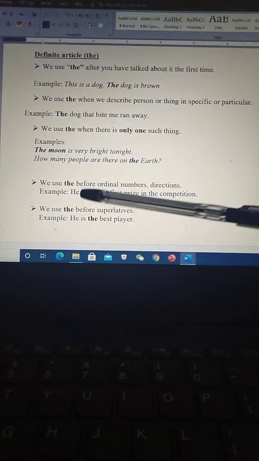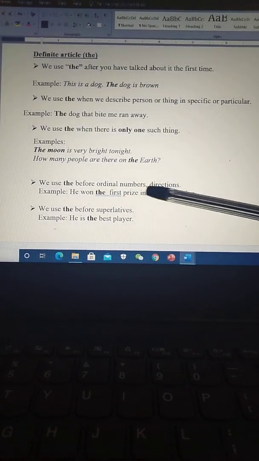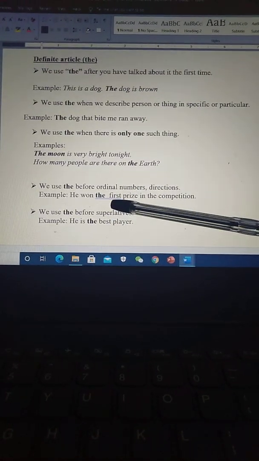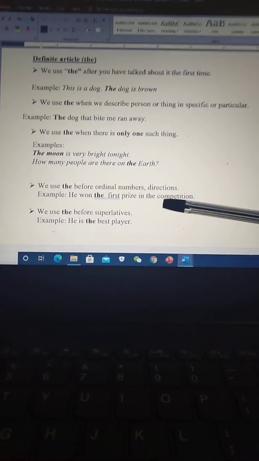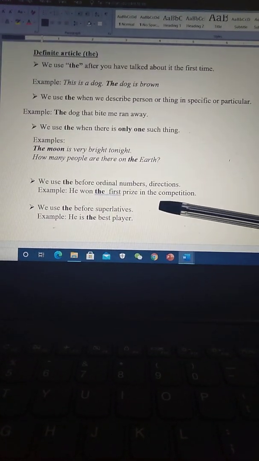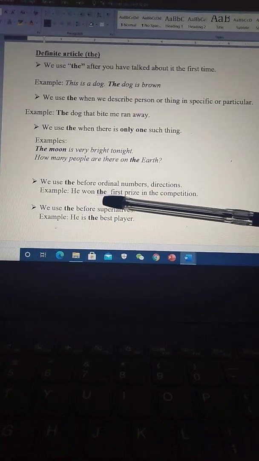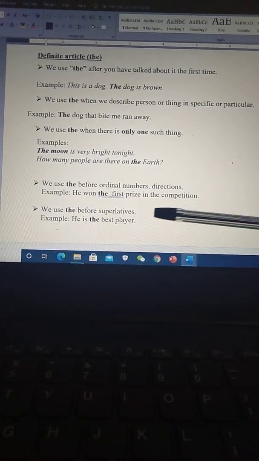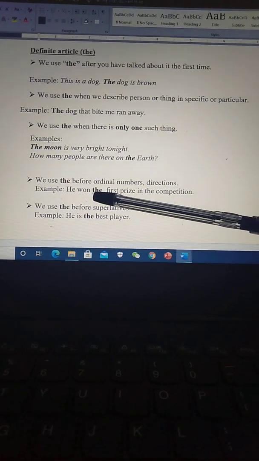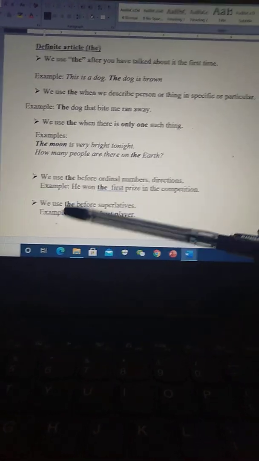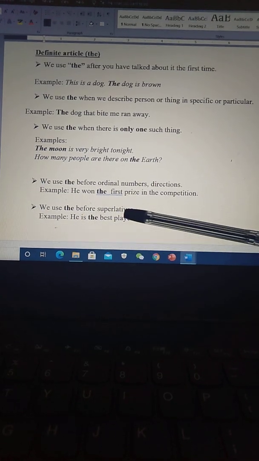Then we use the before ordinal numbers or directions. Ordinal numbers like first, second, third, fourth, or directions like the east, the west, the northeast, the southwest. So we won the prize in the competition. The, because it is in front of the ordinal numbers.